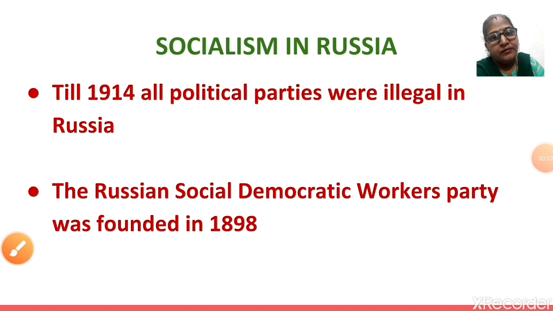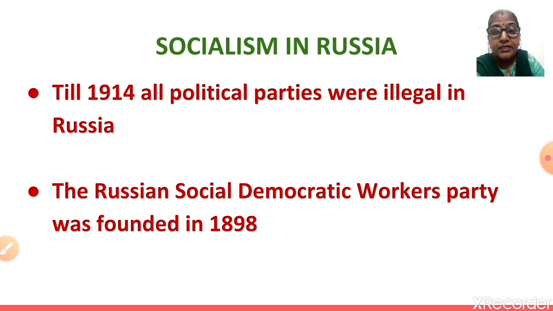Children, we saw how socialism came in Europe. Now let's see socialism in Russia. Now all political parties before 1914 in Russia were said to be illegal. They were not called official parties. They were said to be illegal parties.